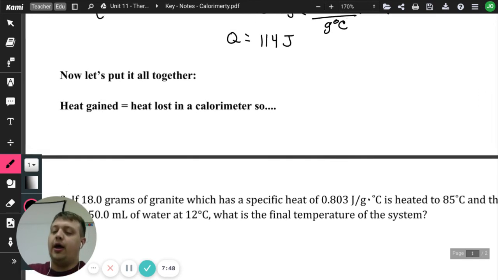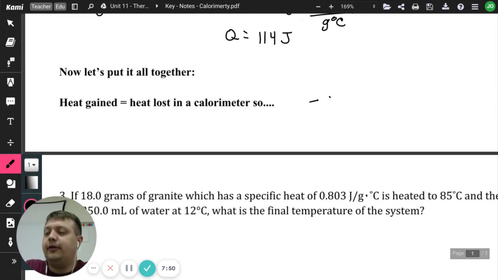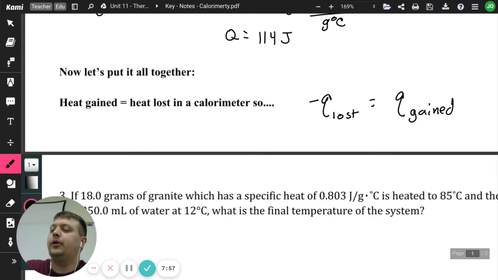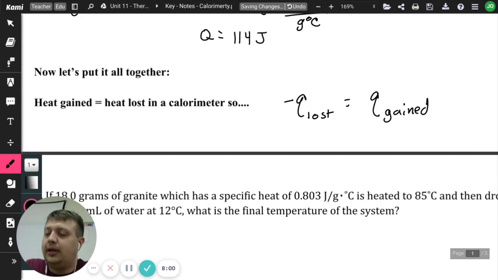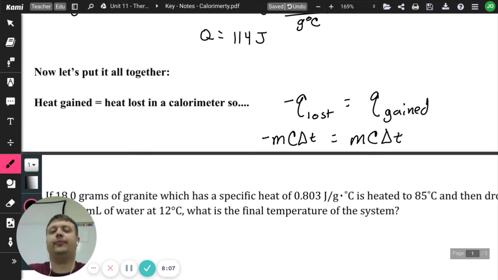And so negative Q lost equals Q gained, which rewritten could be negative MC delta T equals MC delta T. Okay, so in that case, heat lost equals heat gained, right? And so we can actually solve it using this way. And this would be the traditional way that we would use calorimetry. This would be the traditional way to solve for a calorimetry problem.